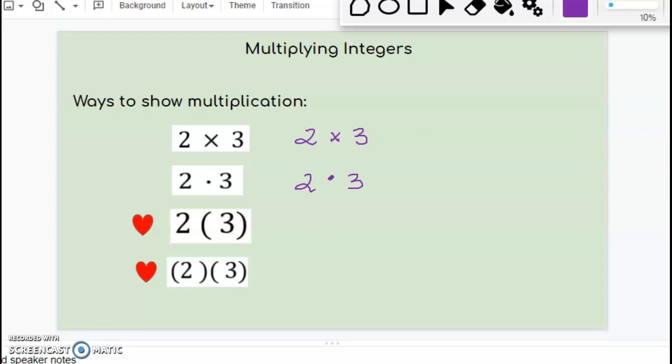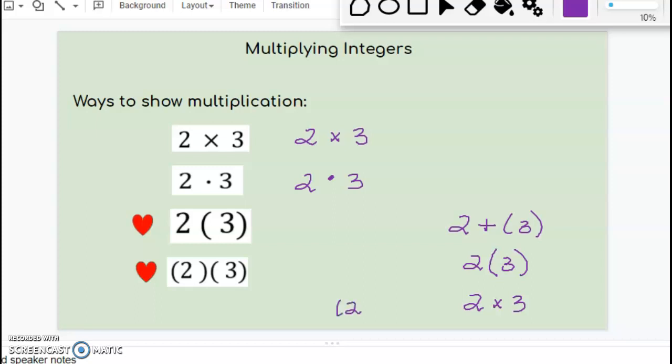Anytime that you see a number right next to a set of parentheses, it means multiply if there's no sign in the middle. Now, if you were to see something like this, that is not multiplication. This is 2 plus 3. But notice the difference. 2 parentheses 3. This is the same as 2 times 3. So again, if there's no sign between the number and the parentheses, it means multiply. And the same thing if there's 2 sets of parentheses. If there's no sign in the middle, it means multiply.